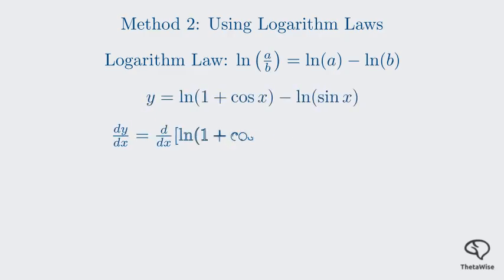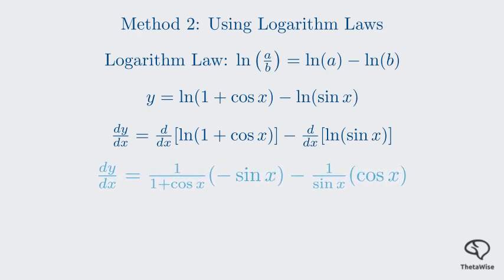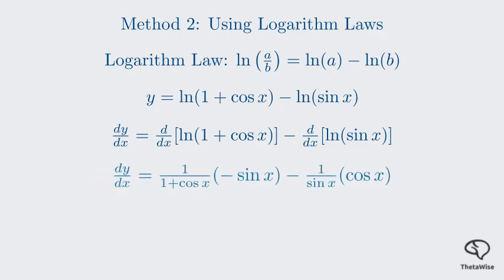We differentiate each term separately. The derivative of the first term is 1 over 1 plus cosine x times its internal derivative, which is negative sine x. The derivative of the second term is 1 over sine x times its internal derivative, which is cosine x. This is the chain rule applied to two separate natural log functions.